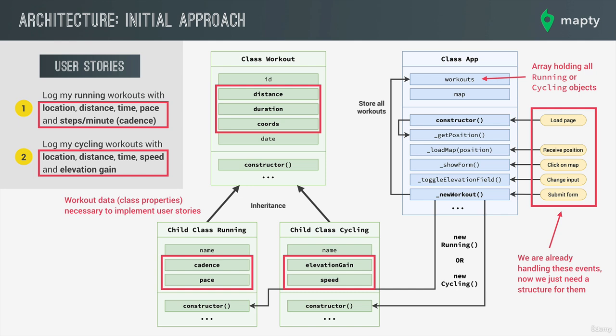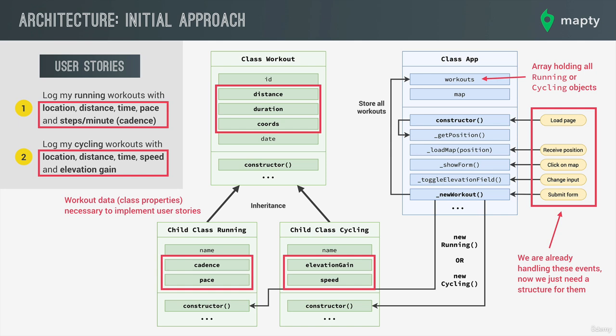Then as we click on the map, we want a method called showForm. Then as we change the input, we want a method called toggleElevationField. And then, and probably the most important one, is the event of submitting the form. And this new workout method will basically be the heart of this entire class, because this is the one that will create new running objects or new cycling objects. And of course, these objects will be built based on the data that's coming in from the form.